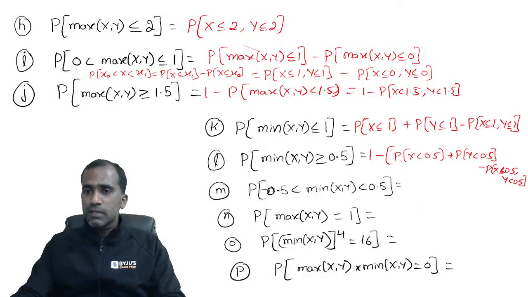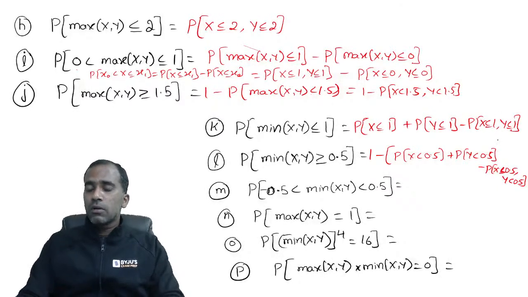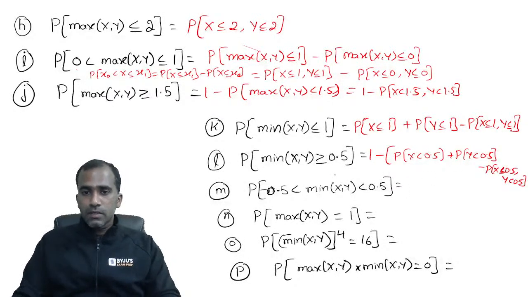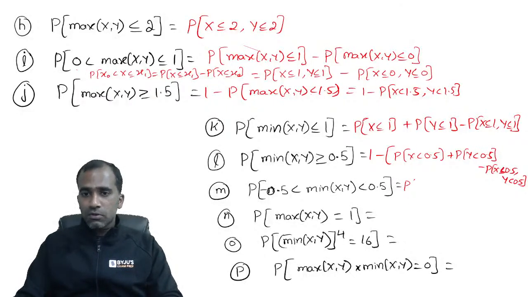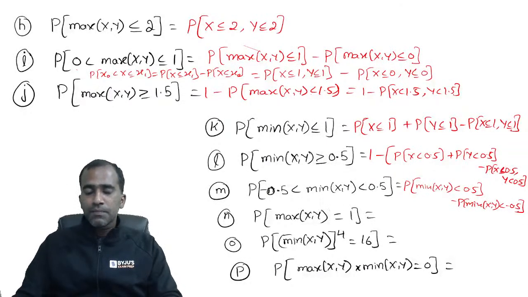So this intersection case is very easy. Find the individual probabilities, probability of x less than 1, probability of y less than 1, and just multiply them. That is sufficient to find the joint probability because x and y are independent. So how about this one? This range, we always know how to convert it. Probability of minimum of x comma y less than 0.5 minus P of minimum of x comma y less than minus 0.5. Okay, right.